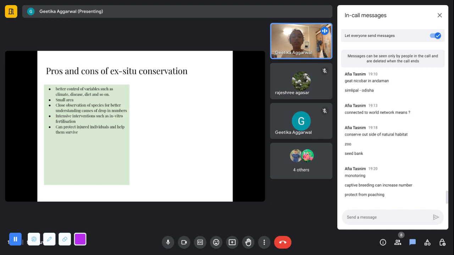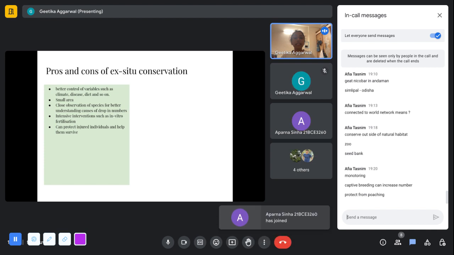Then you can closely observe your species. You will be better able to understand various activities that are carried out, how they reproduce, what are the things that they require, how they are selected, how mate choice is happening in them. So these things you can better understand, and you can prevent the dropping in their numbers, because there might be something that was getting missed out when you're carrying out in situ conservation, but now you might be able to better understand and stop that.